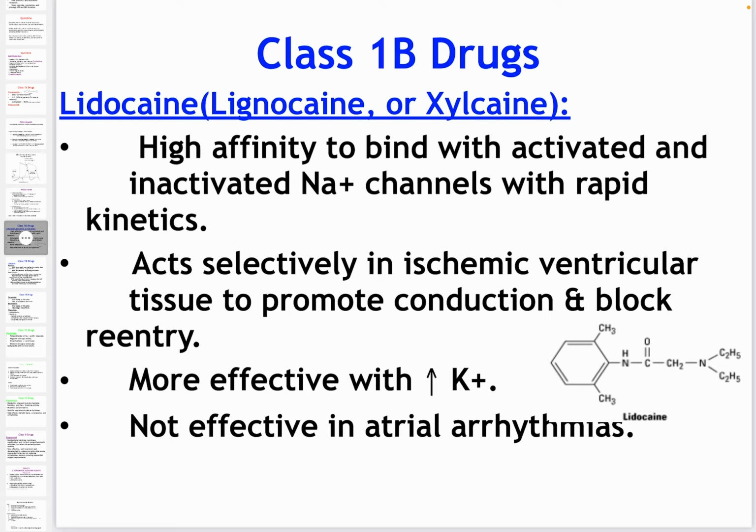But with regards to ischemic ventricular tissue, and this is a special category regarding 1B, because in the case where we have ischemic tissue, most of the sodium channels will be in an inactivated state. And in general, class 1B drugs have higher affinity for the inactivated states. That's why they are preferred to be used for this kind of drug.